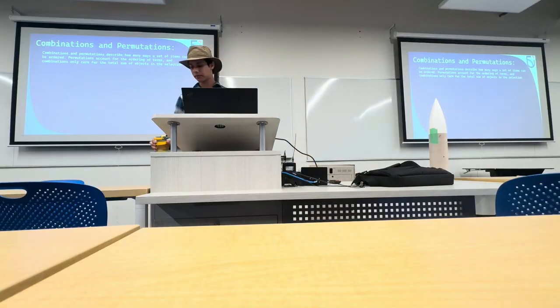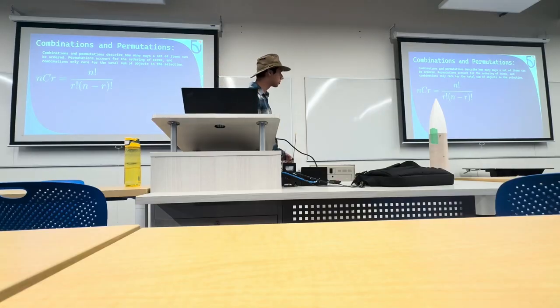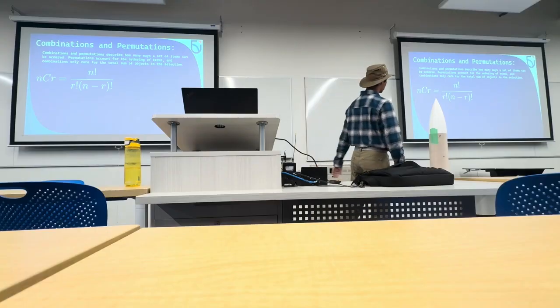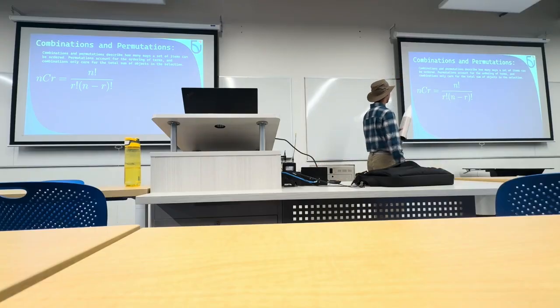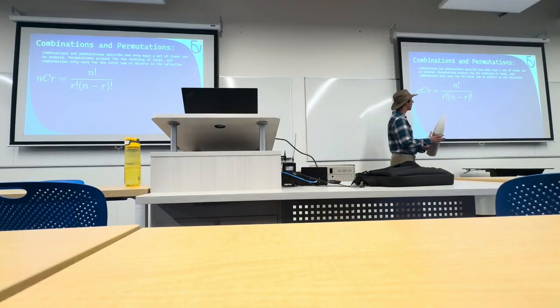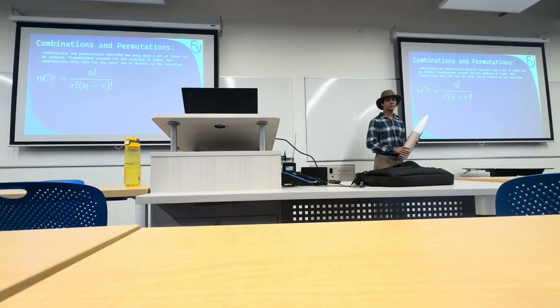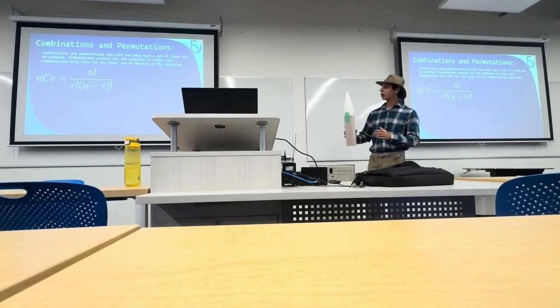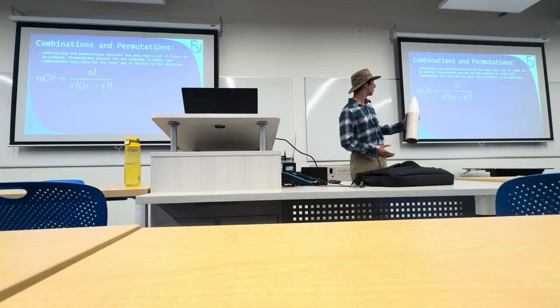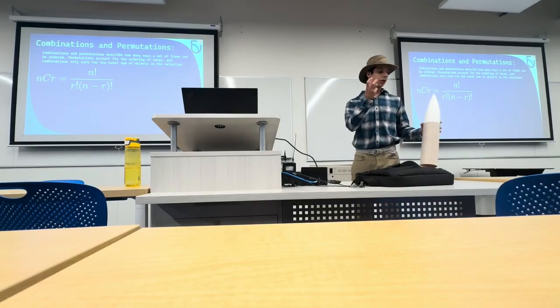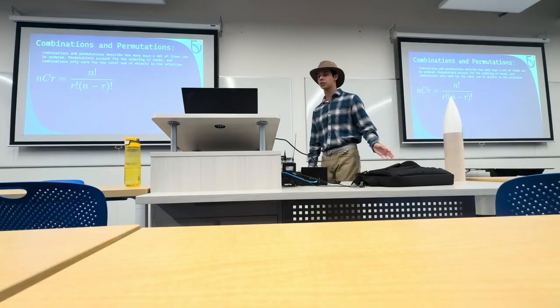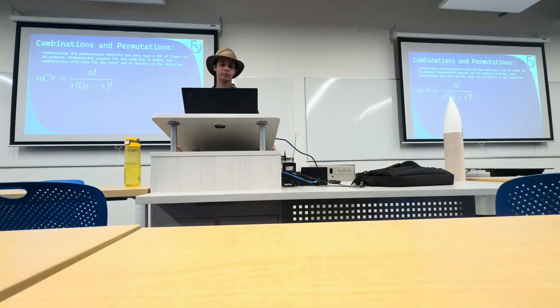So, combinations and permutations. How many ways can you order a set of items? Well, we denote a combination with NCR, where N is the number of items in our data pool that we're taking from, C stands for combination, and R stands for the number of items you are taking from that data set. So you're taking a combination of R items out of N things.